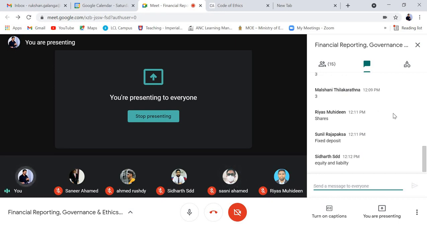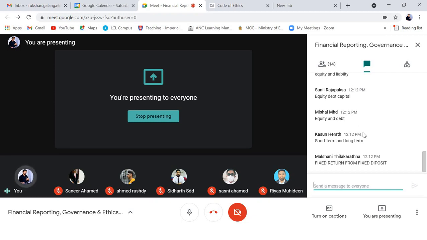Siddharth, what you have done is equity and liability. It's not a liability. These all are investments. We have some extra money. We have taken some shares. That is my investment. I have put some into the fixed deposit. That is also an investment. So how can you classify them? Yes. Kasun, you also have a good try. Yes, Malshani, fixed return, okay.